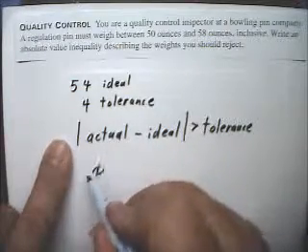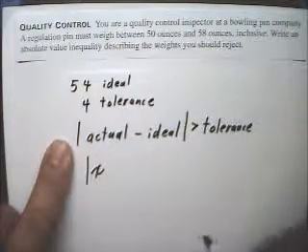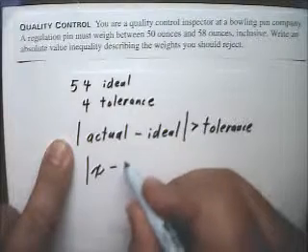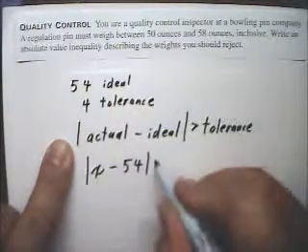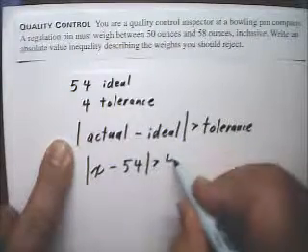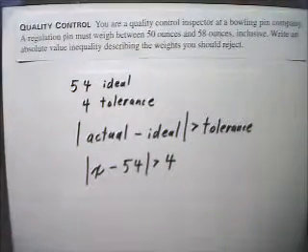So the actual is x, it's the absolute value of x minus the ideal. The ideal is 54, greater than the tolerance, which is 4. That's the absolute value equation.